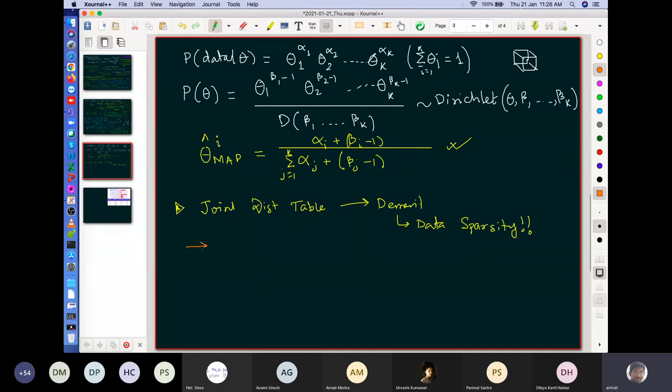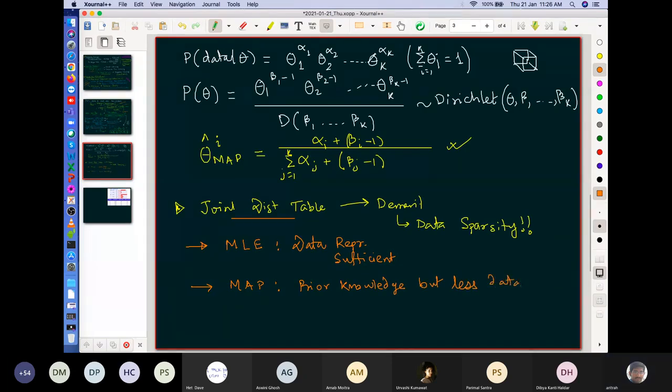Now, if you have sufficiently represented data, you go for MLE, where you have sufficient data representation. It may not cover all, as in a joint distribution table where you have all 2 to the power n entries, but there is sufficient representation. Where you have less data but you have prior knowledge, you go for MAP estimates, which stands for maximum a posteriori.